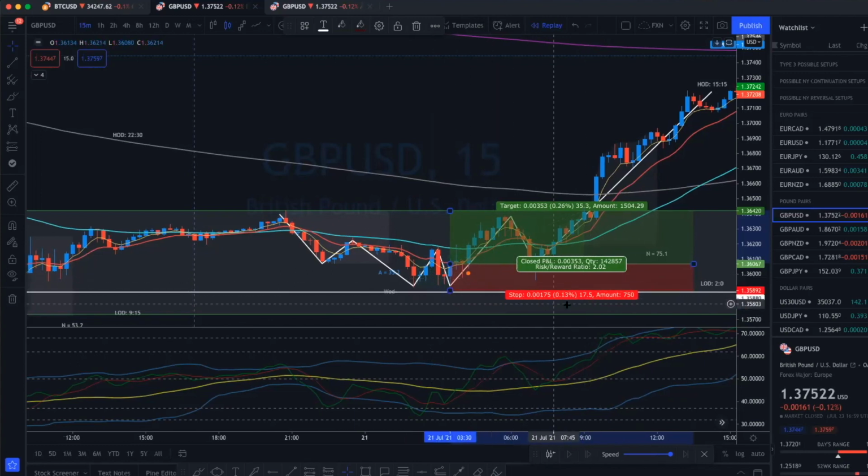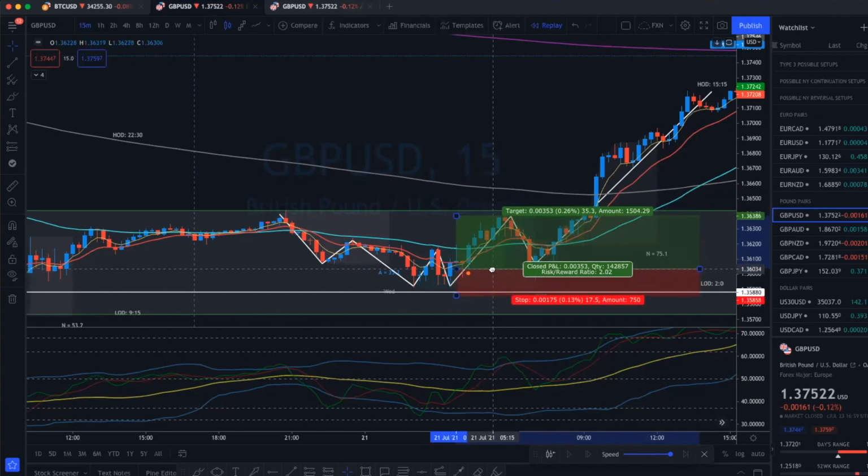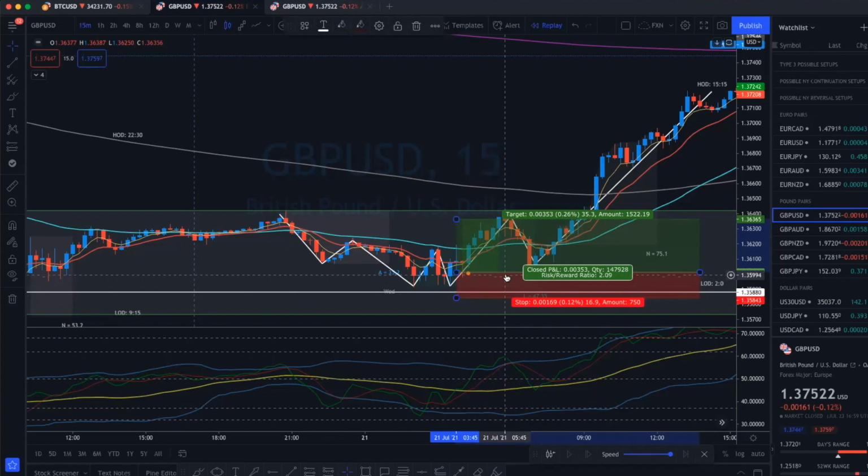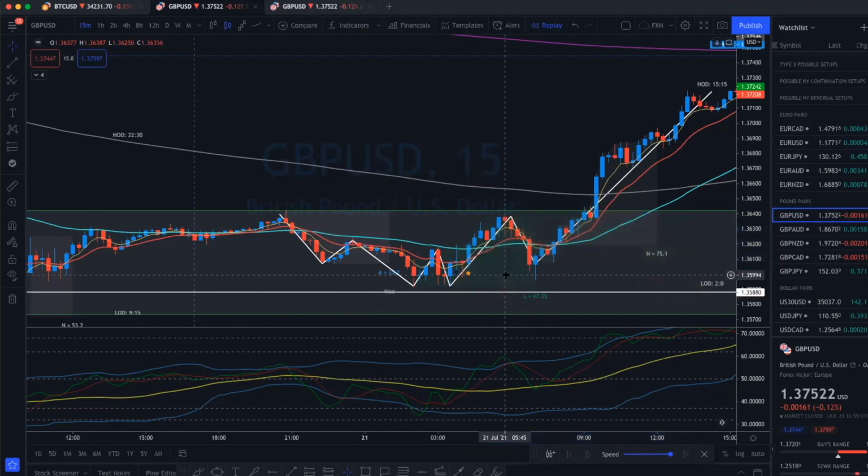And by the way, there's nothing wrong with having a 17 pip stop loss. I'm just saying that if you get a pullback, why not take the pullback? It's free pips that it's saving you, and it's allowing you to really start to build patience as well.